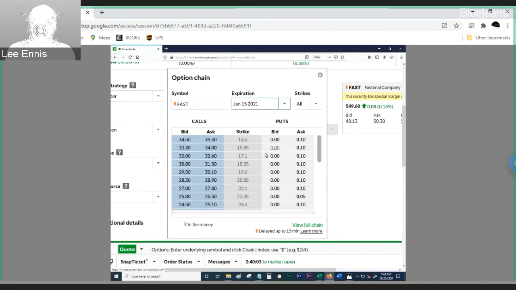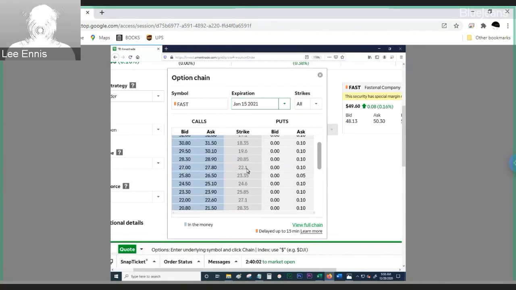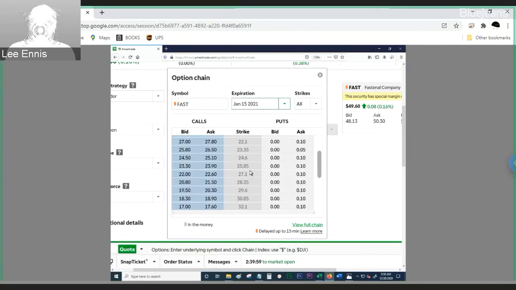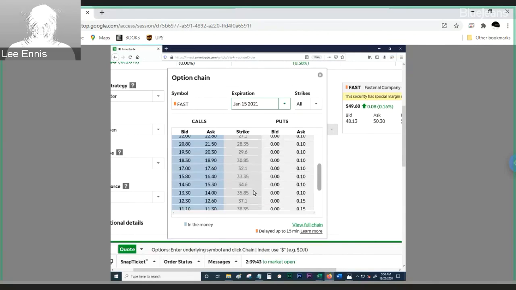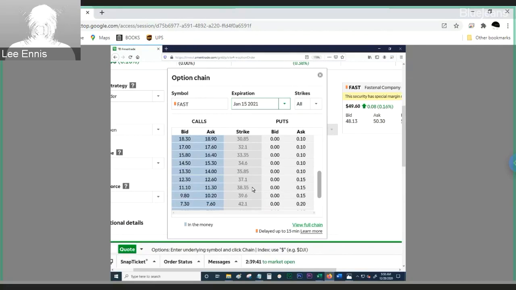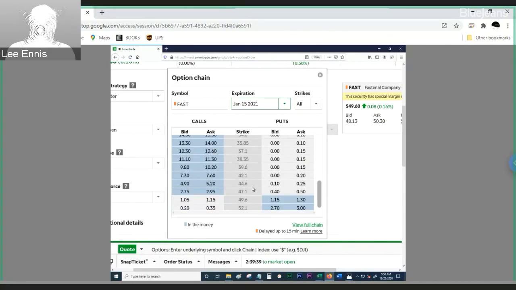So if we wanted to purchase Fastenal at, let's just say, $35, no one is willing to pay us to do that. Because like I said, right now it's almost $50. So no one's going to pay us to buy it at 35. But we may be able to find someone to pay us to buy it at 47. And I'm pretty sure this is probably the one I got. So I'll show you how this works.